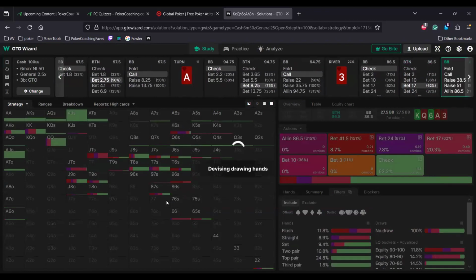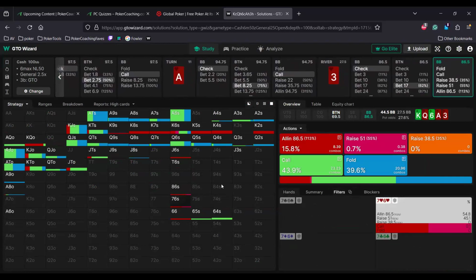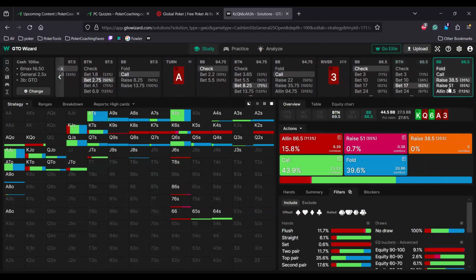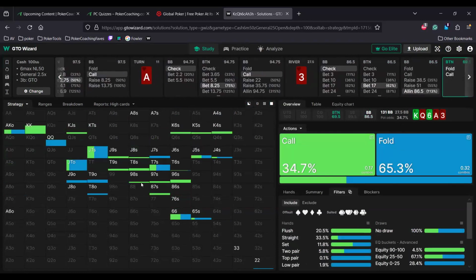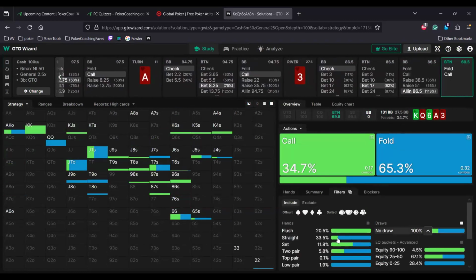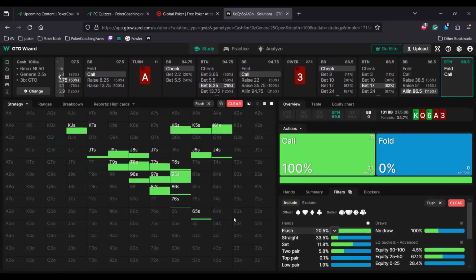Call a raise from him. Yeah, because he really just shoves, because he shoves his 8-6. And what do our flushes do? We're never folding a flush. Yep.